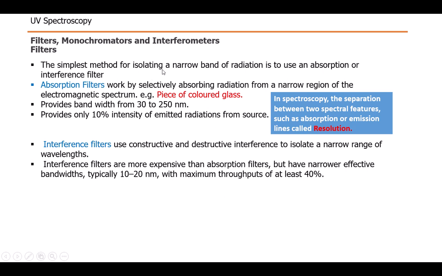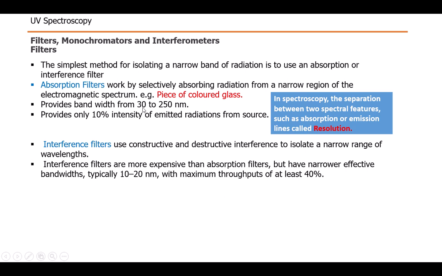The simplest method for isolating a narrow band, or converting polychromatic radiations into monochromatic radiation, is the use of filters. Filters are of two types: absorption filters and interference filters. Interference filters will be discussed in detail with interferometers, while absorption filters are just like colored glass. As colored glass absorbs one type of radiation, the second type of radiation is emitted from it. For example, if it is absorbing the green color, the complementary color of that green will be evolved.